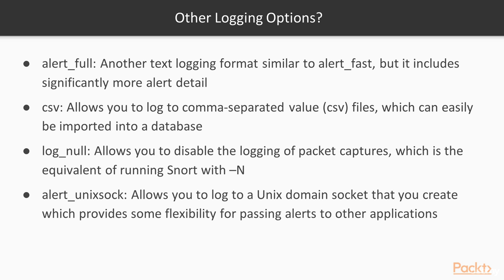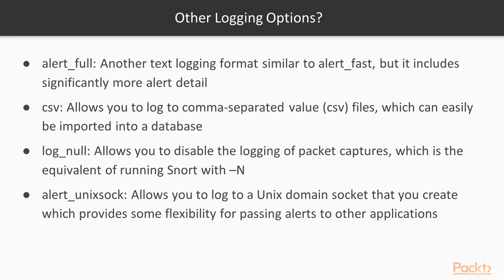Other logging options. Some other options that Snort has for logging are alert_full, another text logging format similar to alert_fast, but it includes significantly more alert detail, so much so that it is not recommended for use except on low traffic networks. CSV allows you to log to comma-separated value CSV files, which can easily be imported into a database.